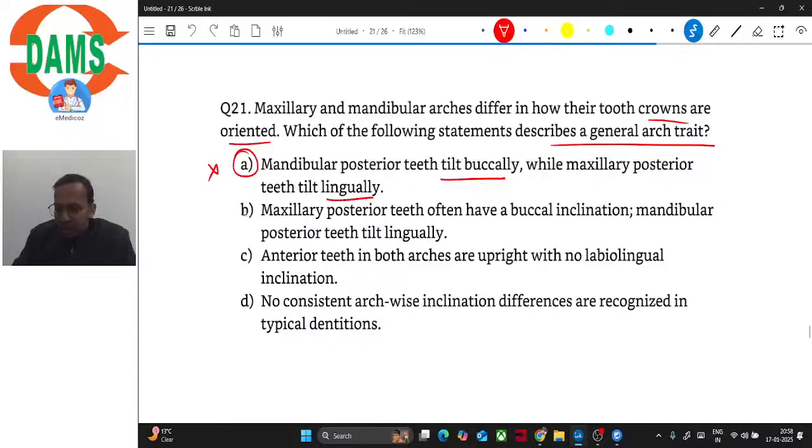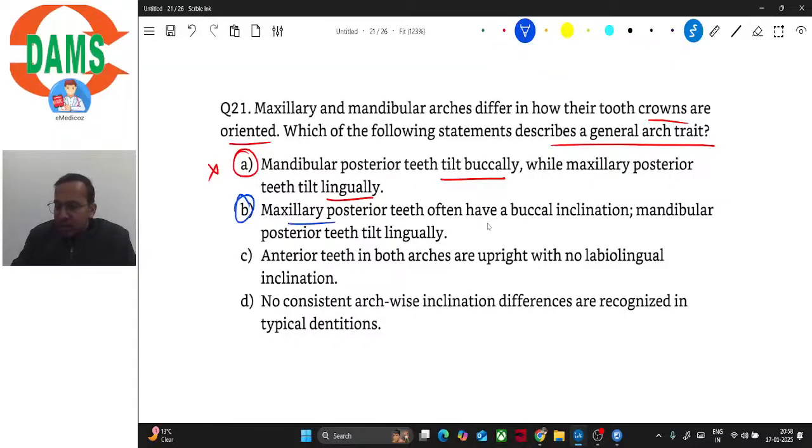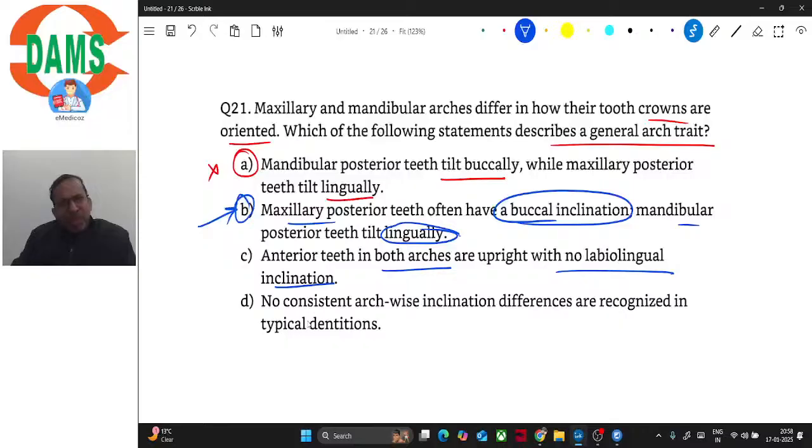So let's go to option B. What does option B say? Maxillary posteriors often have a buccal inclination, and the mandibular posteriors have a lingual inclination. So yes, this option is correct. Option C, anterior teeth in both arches are upright with no labiolingual inclination. So do you think option C is also correct? Do you think the anteriors, maxillary and mandibular, are upright? Do you think that they are upright mesiodistally? Do you think they are upright labially?